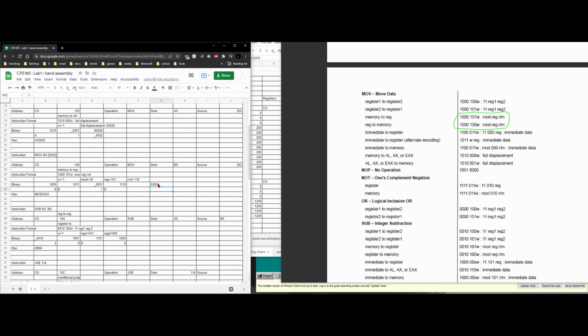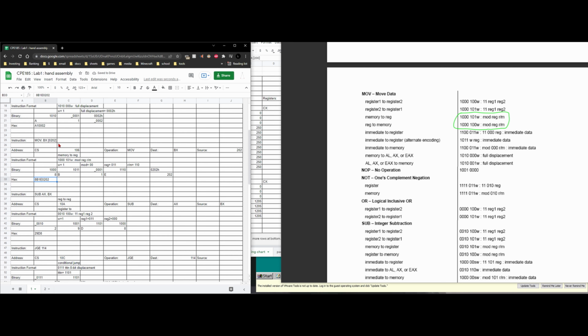And so that's just going to give us an 02, 02, and we write it right here without the H, so it's going to go here. And that's how we would do the instruction for this B of x.